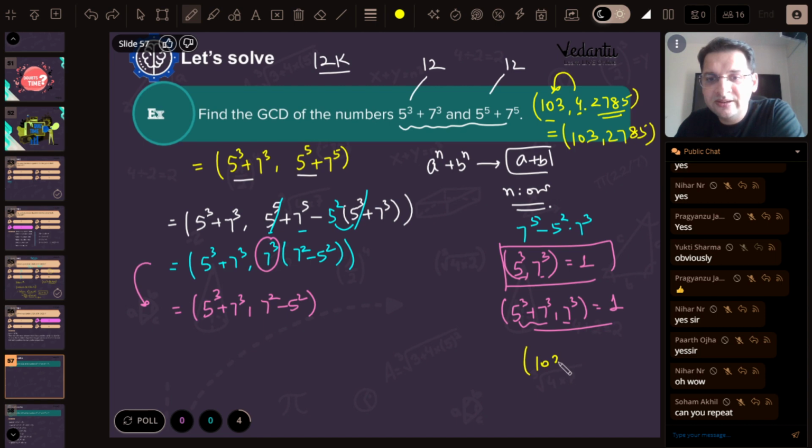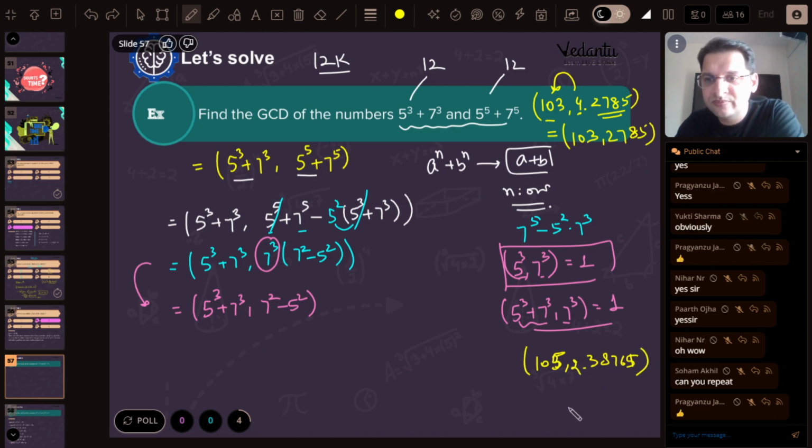Are you able to understand this? GCD of 105 and 2 multiplied by 38765 is the same as GCD of 105 and 38765, because 2 is not coming out common from this. So I can remove 2. It is of no use, right? Because nothing is going to come out common. No factor of 2 is going to come out common.